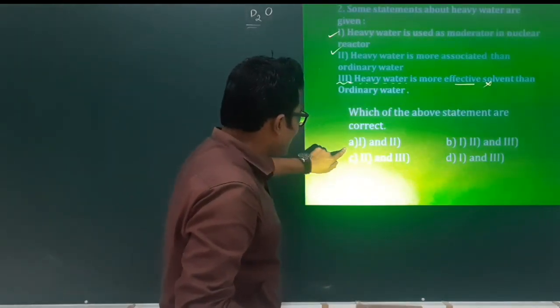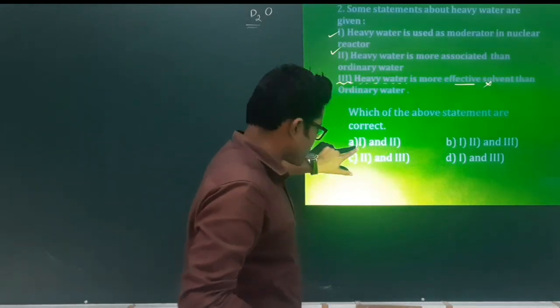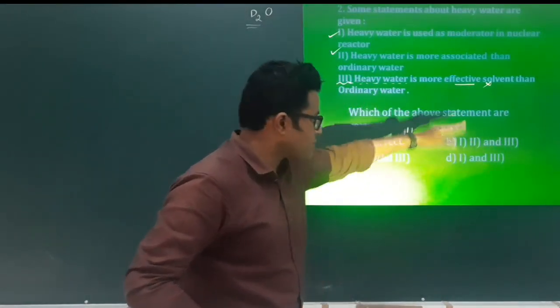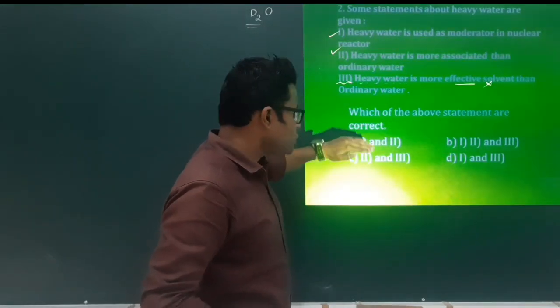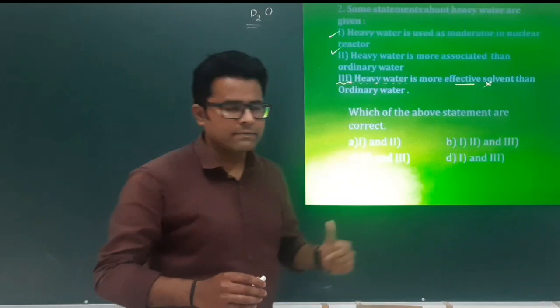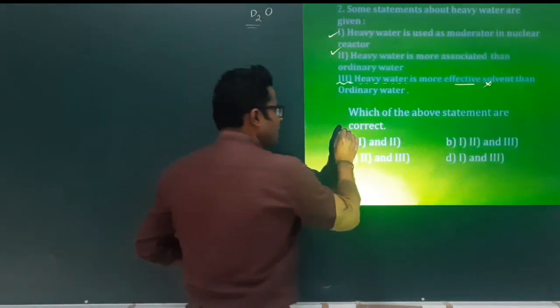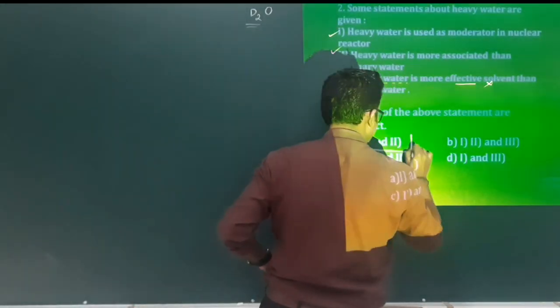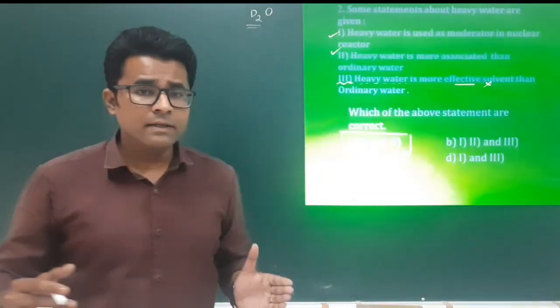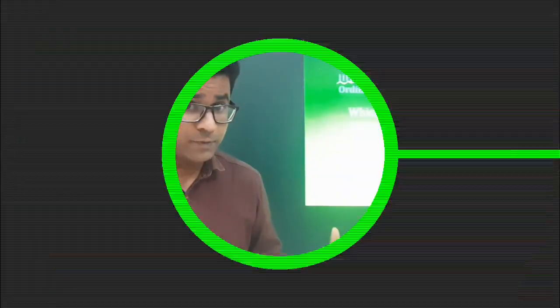Let's observe the options. A says that 1 and 2 are correct. B says 1, 2 and 3, of course not correct. C, 2 and 3, not at all. D, 1 and 3, again not correct. So our answer is A, that is options 1 and 2.